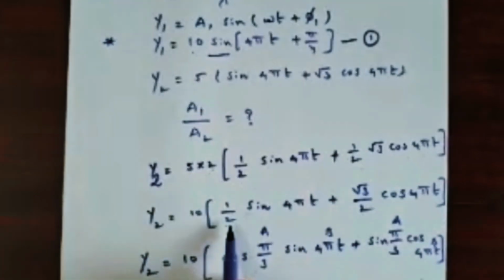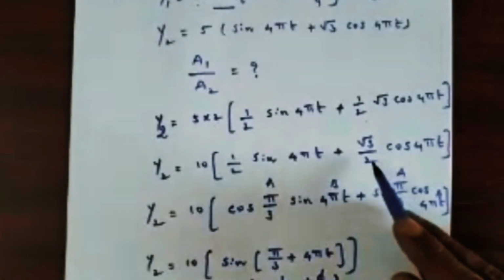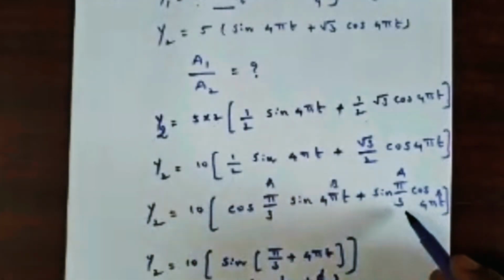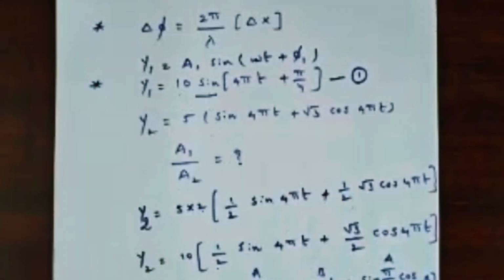The next step: here 1 by 2 into root 3 is root 3 by 2. 1 by 2 I am writing as cos 60, cos 60 means cos pi by 3, plus root 3 by 2 as sine 60, sine pi by 3. Cos A sine B plus sine A cos B is nothing but sine of (A plus B). A means pi by 3, B means 4 pi t. Here you got the sine, and in the first equation also you got the sine. Both the trigonometric functions are the same. Now we are ready to take the answer from this solution.